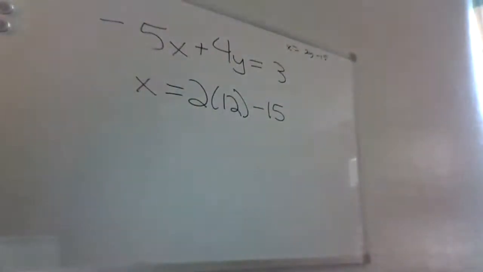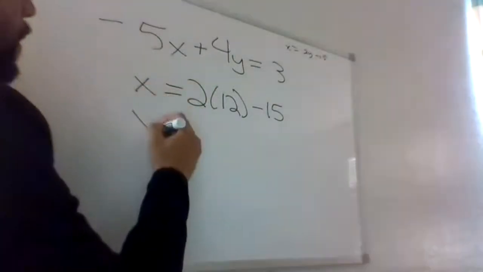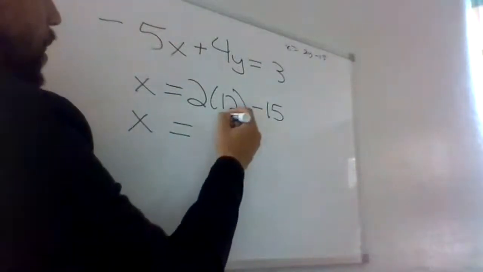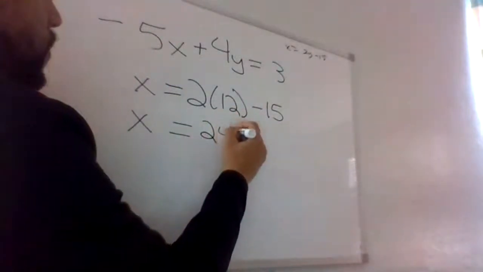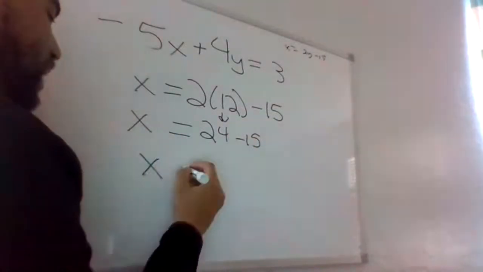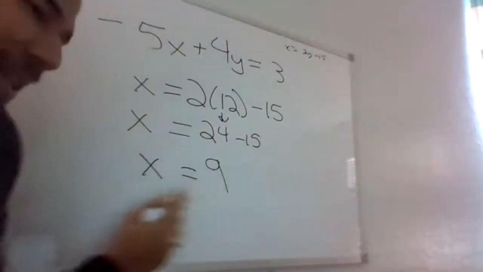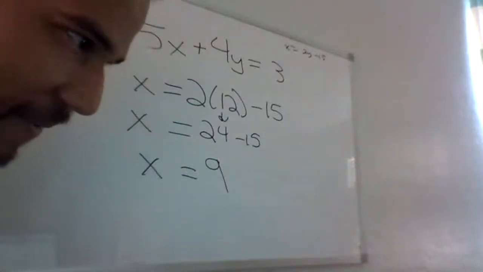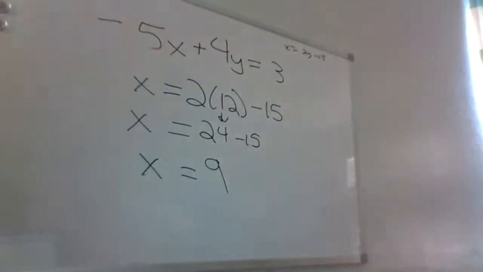So what would I do from here? What's my next step? 2 times 12 is 24. Minus 15 is 9. So this would be 2 times 12, which is 24, minus 15, x equals 9. Was that Ildy? Yeah. Smoking it. So don't give me credit.